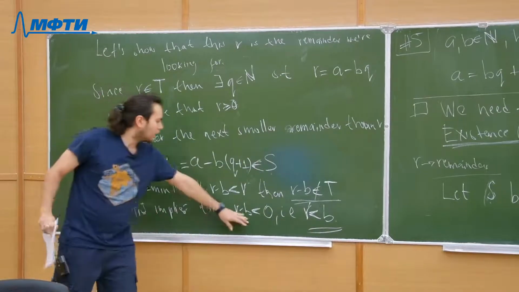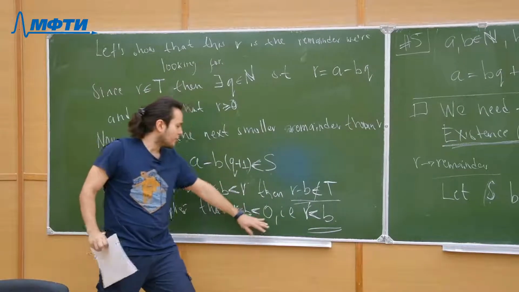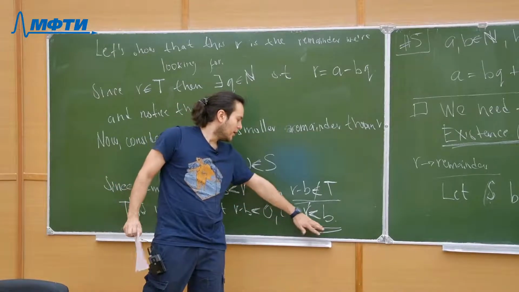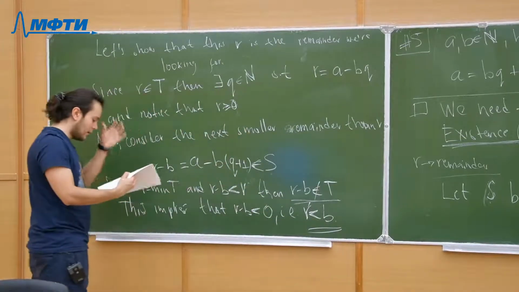So if we have that R minus B is less than 0, it means it's the same as saying that R is less than B. Okay?